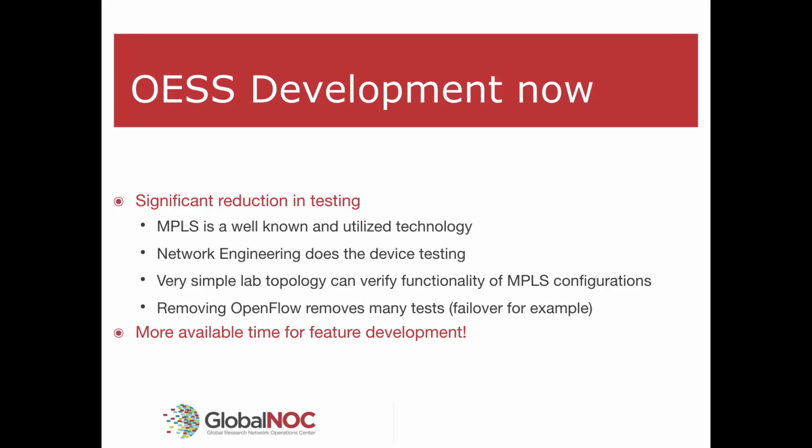We have a very simple lab topology now, and we just verify the functionality of those MPLS configurations from OESS. We still have some devices in the test lab that can generate traffic, and we basically push traffic across there, verify all the functionality. But removing OpenFlow removed a ton of tests. We don't have to test failover or link migration or any of those things, because that's all handled via some more standard native protocols. And this means that there's more time for feature development.